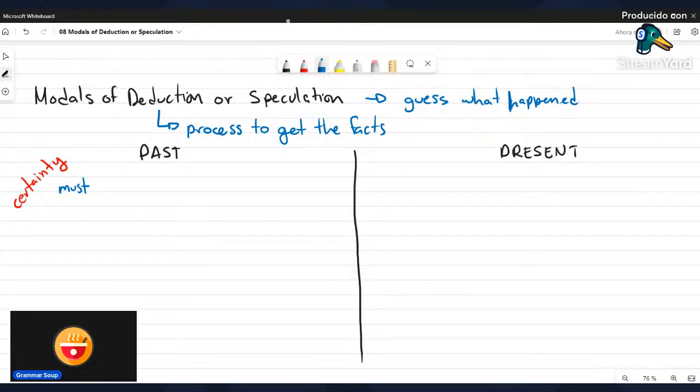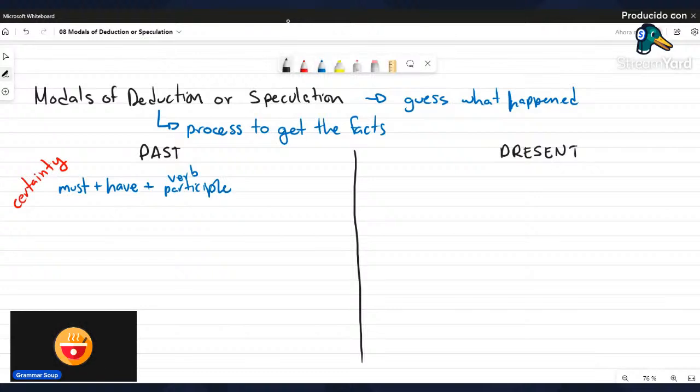And when we are talking about the past, we use a different form. We have must plus have, and then we use the verb in participle. There you go. My whiteboard is a little delayed, so I'm sorry for that. Must have and the verb participle. Let me give you some examples here.